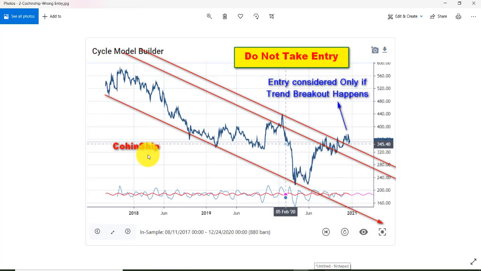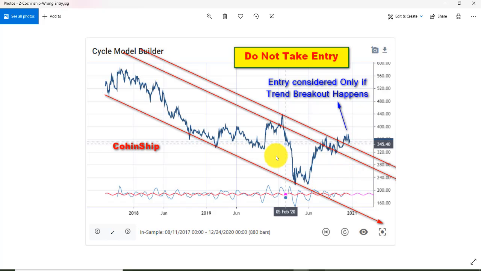See, this is Cochin Ship chart, and we can consider it a little bit, but it is also very risky because the pattern still shows a long downward trend. So if the breakout happens from here, then we can consider it as a valid uptrend and we can take the entry. What happens in downtrend?